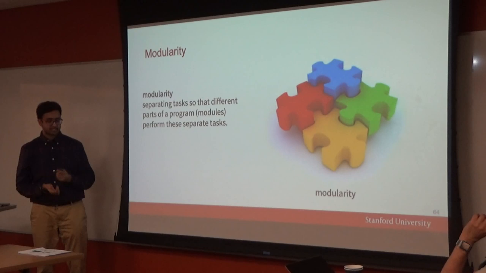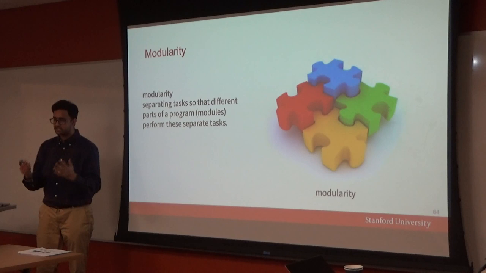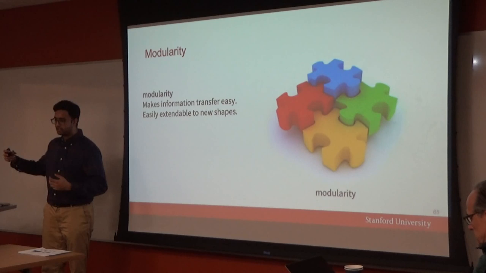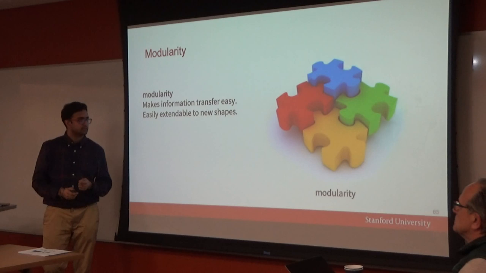Modularity is the separation of tasks such that different parts of a program, or the different modules, perform these tasks in parallel. Now, what does modularity buy us? Modularity firstly makes information transfer easy. Also, if I had a shape processing unit that was modular, then I can process every shape in parallel and thereby just connect these to the shape grid. Therefore, it makes it easily extendable to an entire collection of shapes.